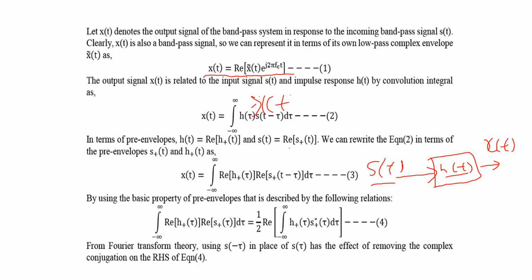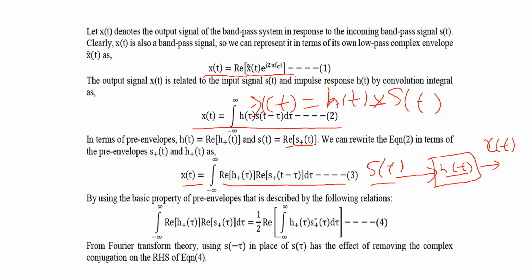So x(t) is equal to h(t) convolved with s(t). This convolution can be written in the form of an integration, that is x(t) is equal to the integral from minus infinity to plus infinity of h(tau) into s(t minus tau) d tau. So in terms of pre-envelopes, h(t) is the real of h plus of t and s(t) is the real of s plus of t. The limits vary from minus infinity to plus infinity. We are going to consider only the real part, only the positive envelope.